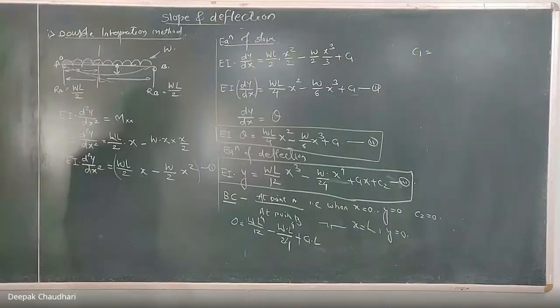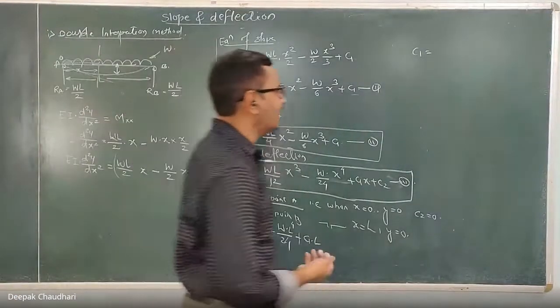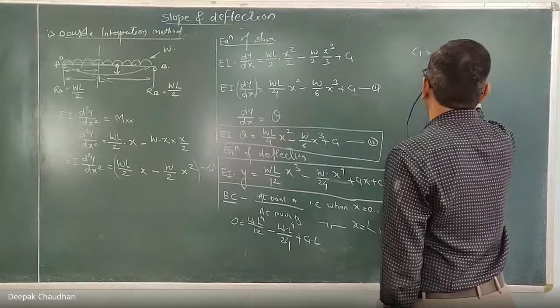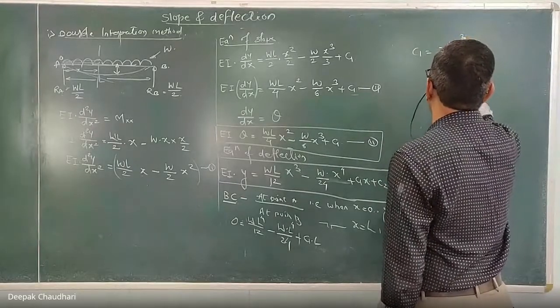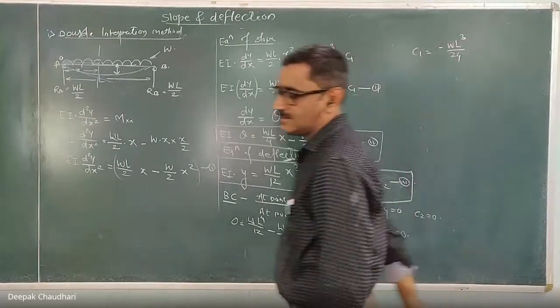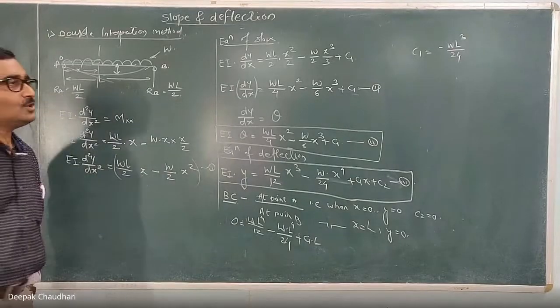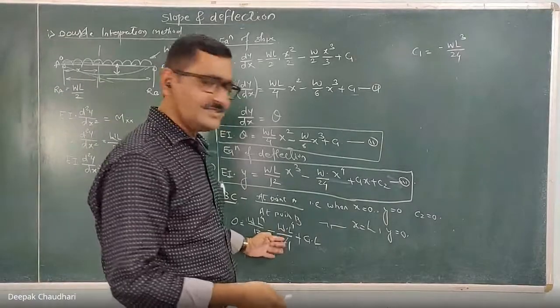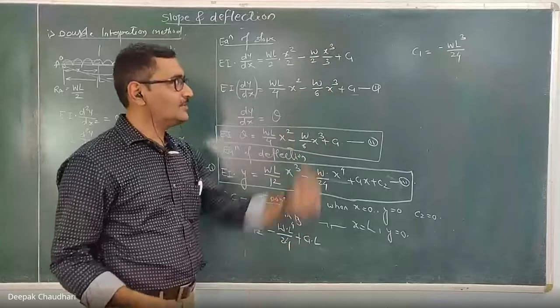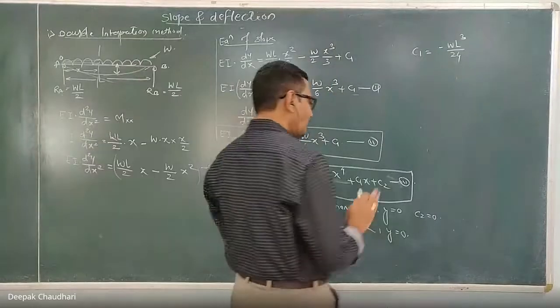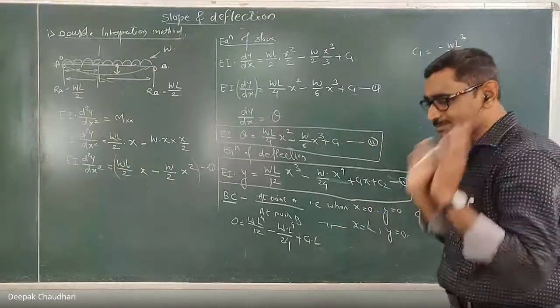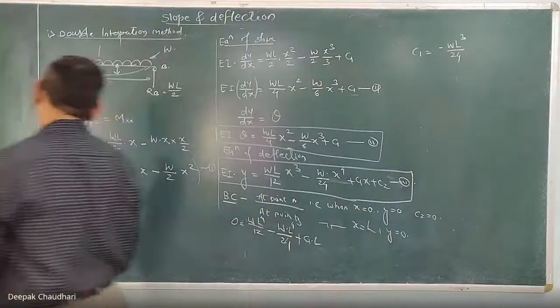Let's simplify that and you will get that C1. It is minus WL cubed upon 24. Just try to simplify this, you will get that C1. So by using the boundary conditions, we got this. So make it clear what boundary conditions you have to use.